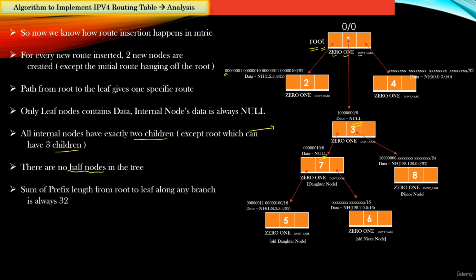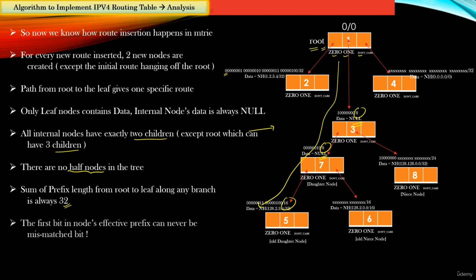Sum of the prefix length from root to leaf along any branch is always 32. So you can see, let us suppose that we take this branch. So the sum of the prefix length, which is 8 plus 16, is 32. Alright, so you can take any branch and the sum of the prefix length from the root to the leaf is always 32. And the first bit in a node's effective prefix can never be a mismatched bit.